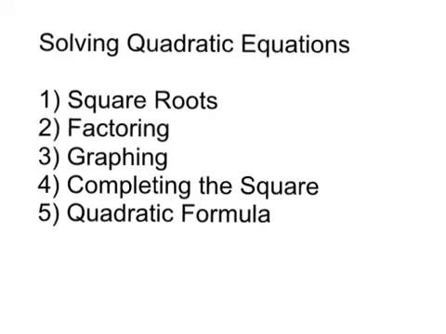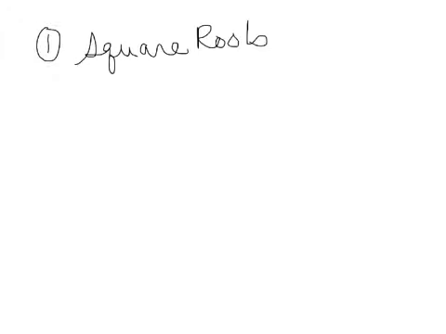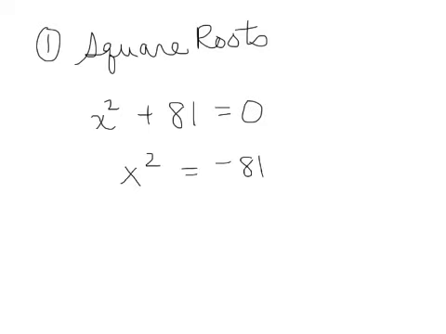So let's take a look at each one. When looking at square roots, I can solve by taking the square roots anytime I have something of the form x squared minus 81 is equal to 0. So anytime I have something being squared plus or minus something else without an x, I add 81 to both sides. I get x squared is equal to 81.